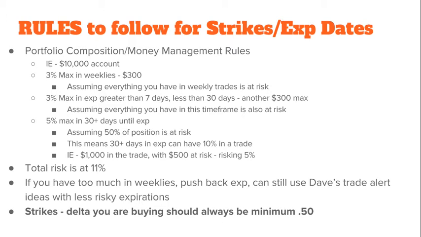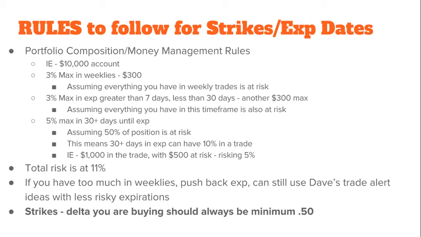So like I said, 3% in expiration greater than 7 days, less than 30 days. Okay, so that's assuming everything's at risk. And then 5% max in anything that's over 30 days until expiration. Now, with the 30 days plus an expiration, you can assume that only 50% of your position is at risk instead of assuming that everything you have in it is at risk.